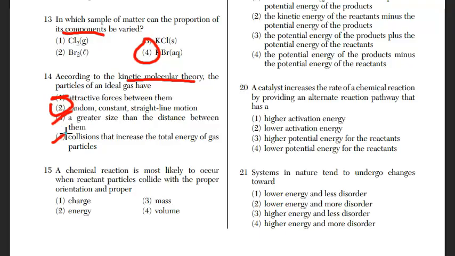For 15, a chemical reaction is most likely to occur when reactant particles collide with the proper orientation and the proper energy. Why do we say that? Because we want to be able to break the bonds, the attractions between the atoms. The proper orientation means that they're hitting at the proper angle. And if you don't have enough energy, they're just going to bounce off one another and not do a darn thing. So you've got to break bonds in order to form bonds, and that's what we're talking about here.